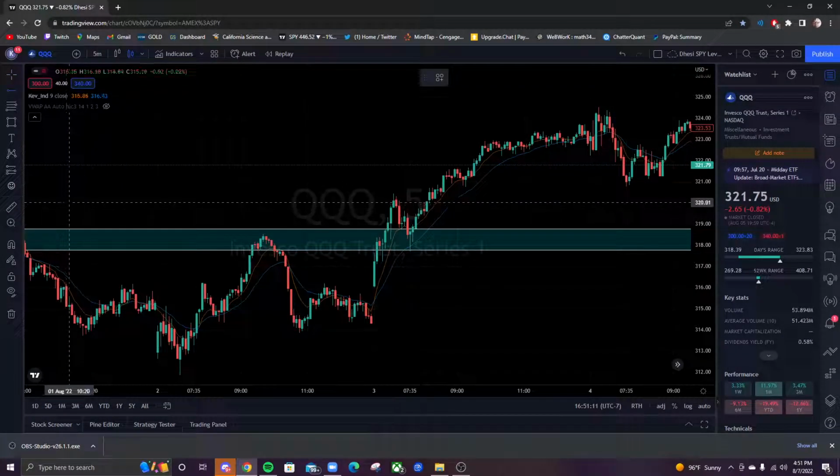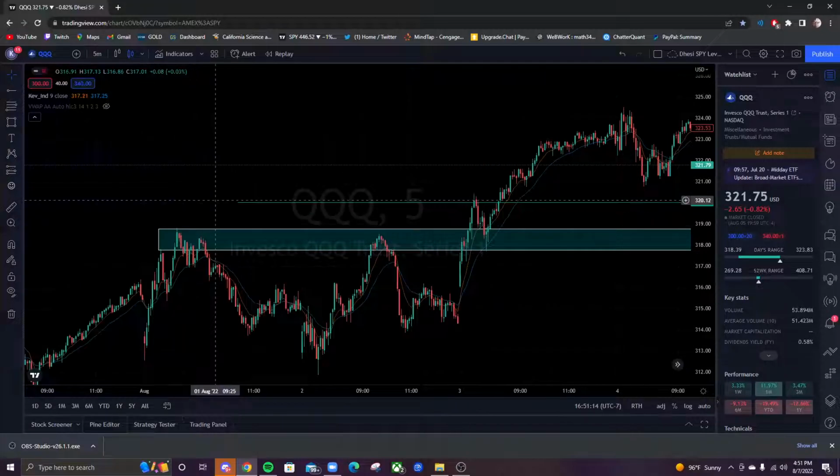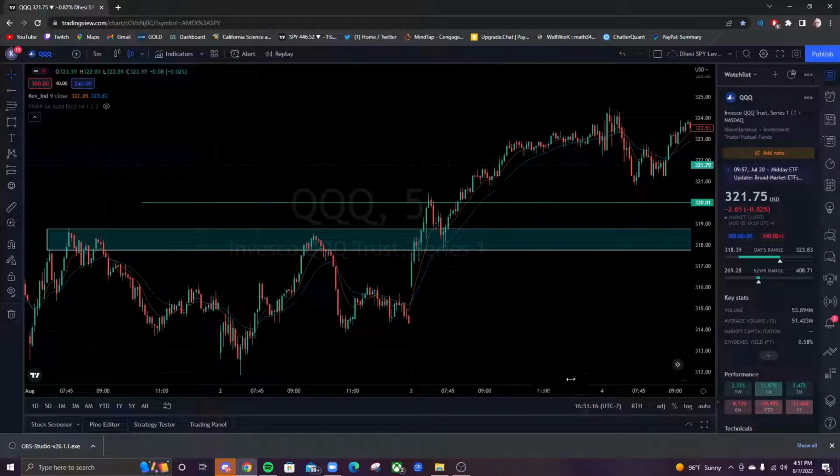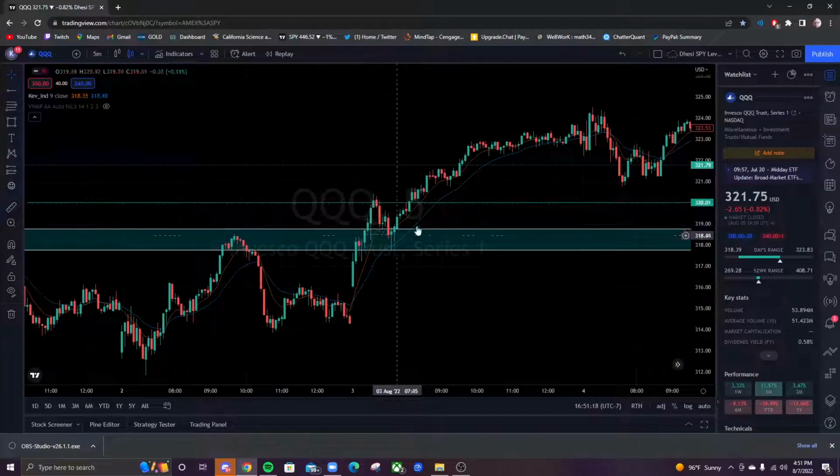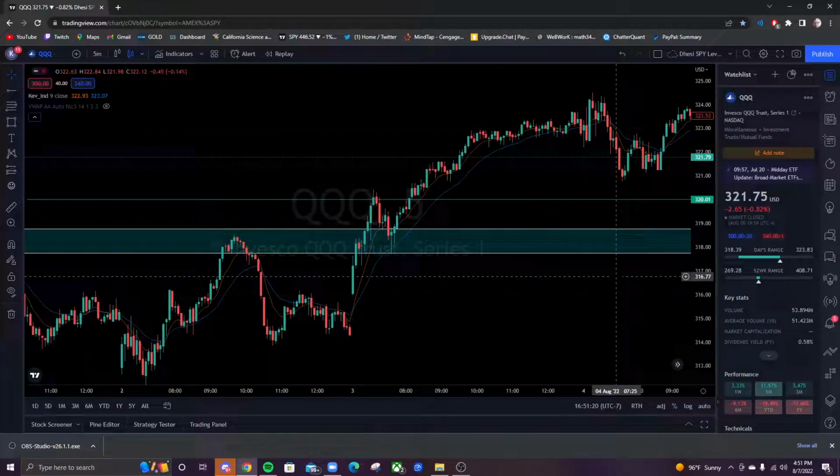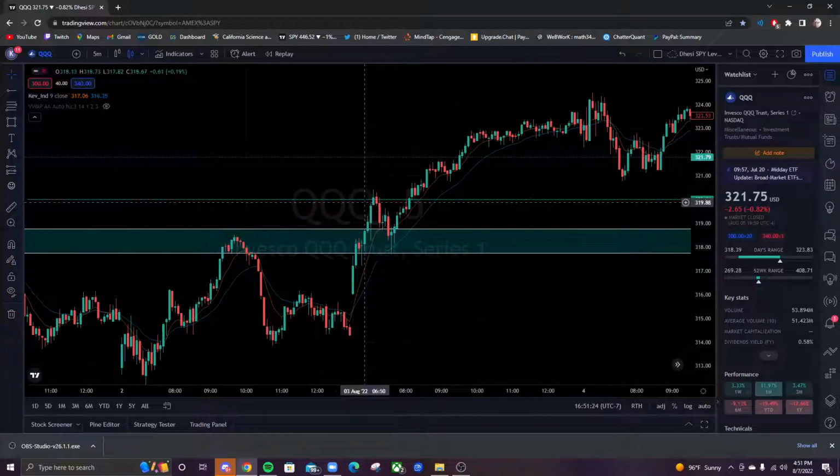So what I would have done is even before this, I would have just thrown a line here at 320 and seen how price reacts. 320 is going to be a big level for QQQ because that is, again, the psych level, and a lot of orders are there. And what did we do? We perfectly tweezer topped off of it.